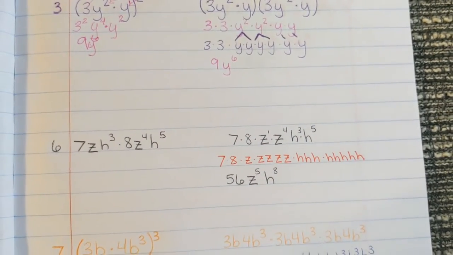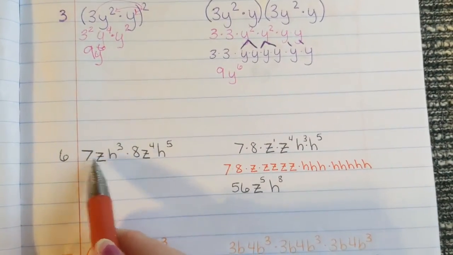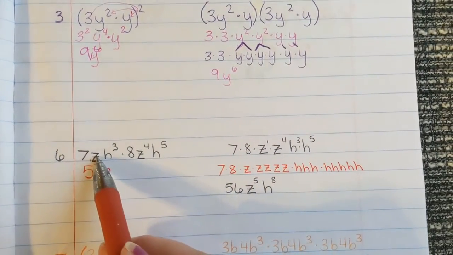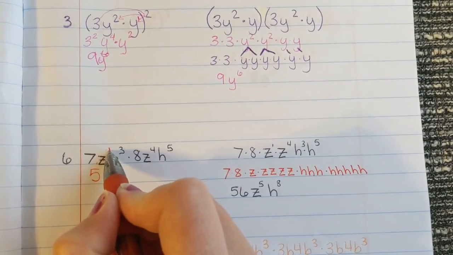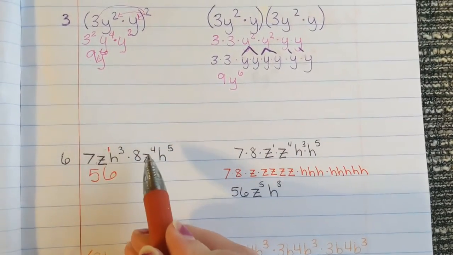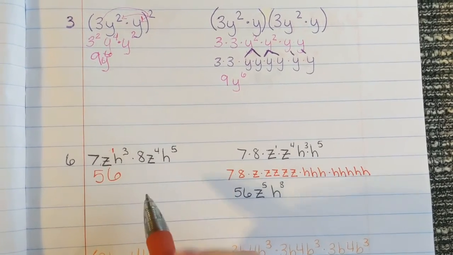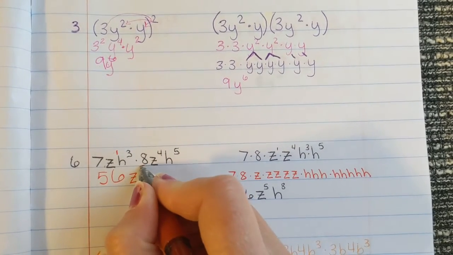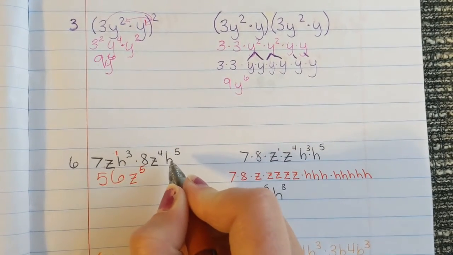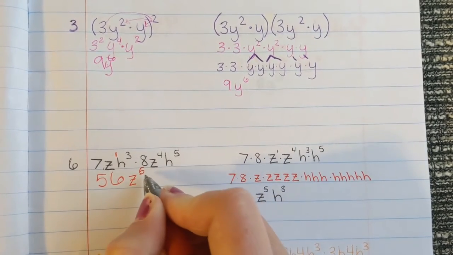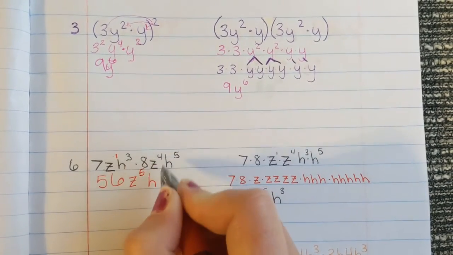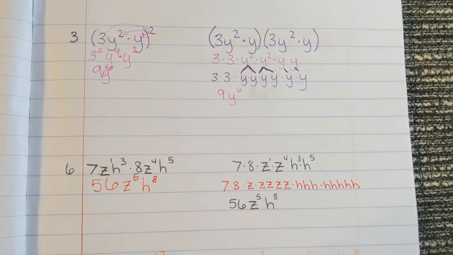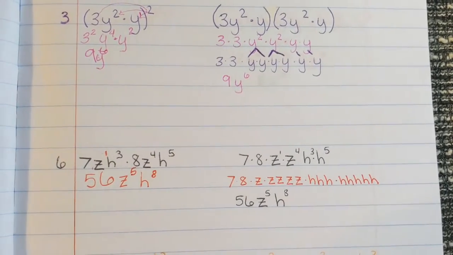Or we can just apply our rule of exponents. 7 times 8 is 56. For z, remember if there's nothing here, there's a power of 1. So z to the first times z to the fourth, remember we just add 1 plus 4. So we have z to the fifth, and then h to the third, h to the fifth. They're multiplied, so we add 3 plus 5 is 8. And looky there, a lot less work, a lot less writing stuff out, and we get the exact same answer.